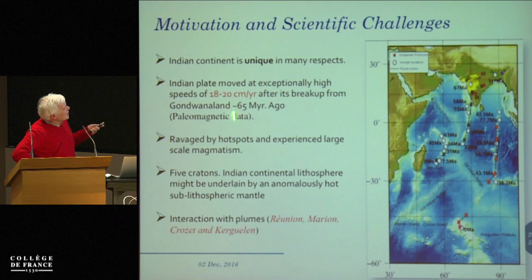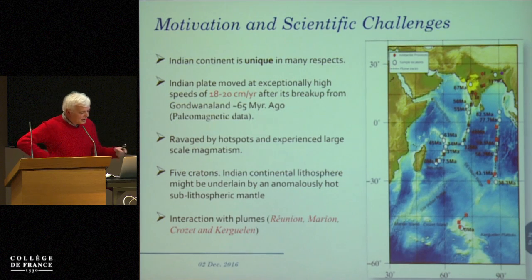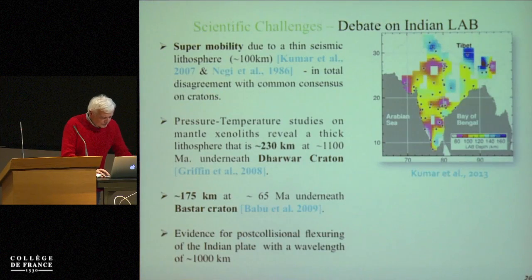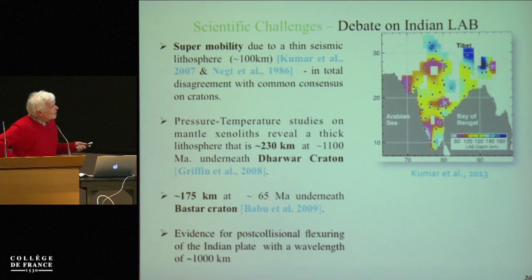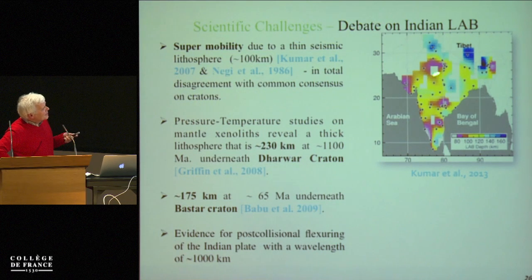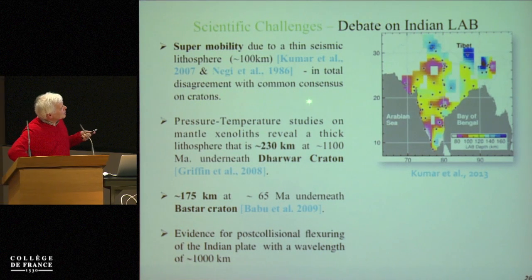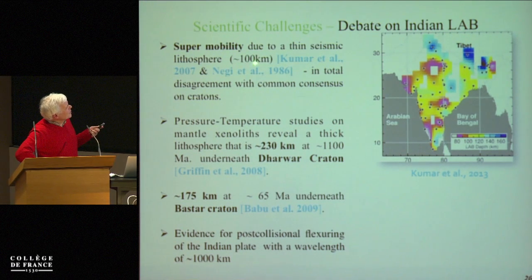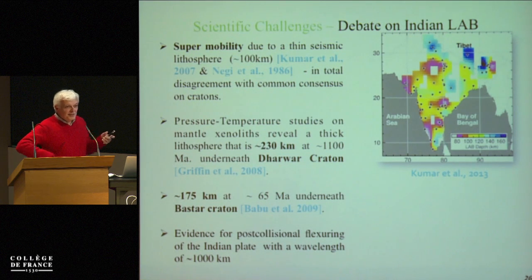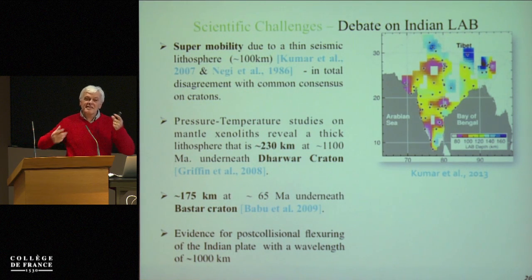And so what happened is that in the past there was a strong interaction between plumes and the Indian continent. There is a debate about the Indian LAB, which is very similar to what happened for North America. Prakash Kumar, Kumar is a very popular name in India, so it's a different Kumar, proposed that the Indian continent can move very fast because it is very thin.